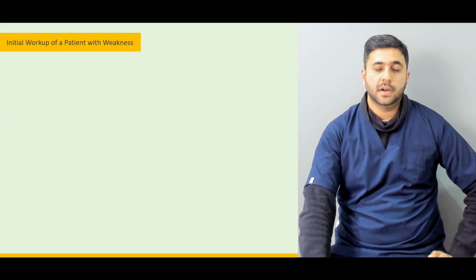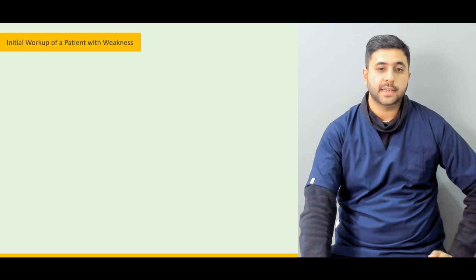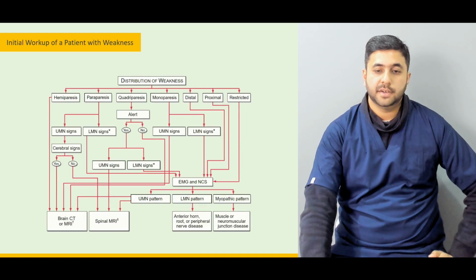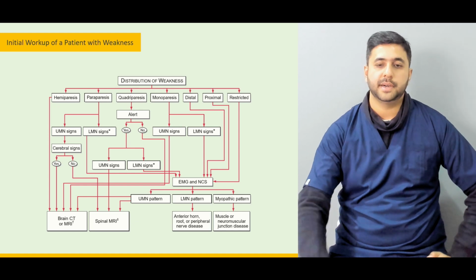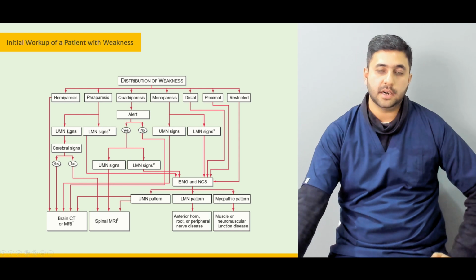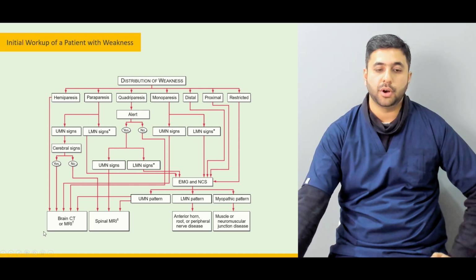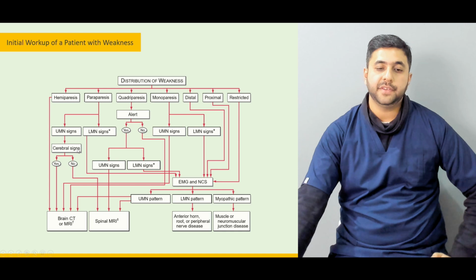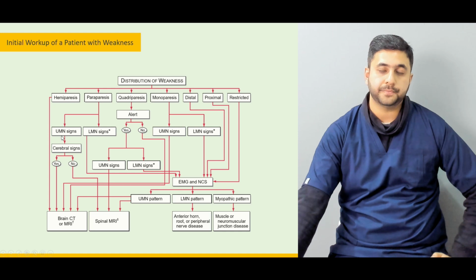Then after we have done our clinical examination and a good history, how do we work up a patient with weakness? This flowchart might seem very confusing at the start, but it is very easy to understand. Just remember two things. Whenever we have an upper motor neuron problem or a cerebral problem, the go-to investigation is either a brain CT or an MRI. And if we suspect a problem of the spinal cord, for example, in a high cervical cord problem, then we can look at the spinal MRI.